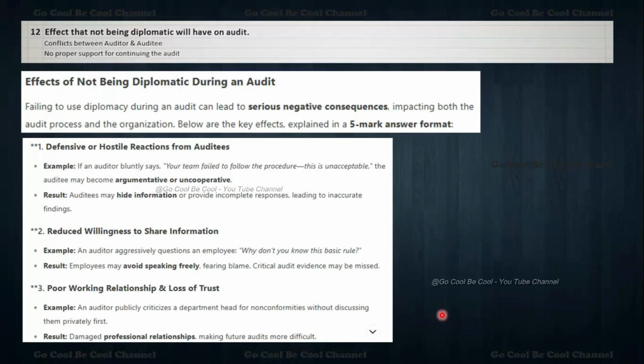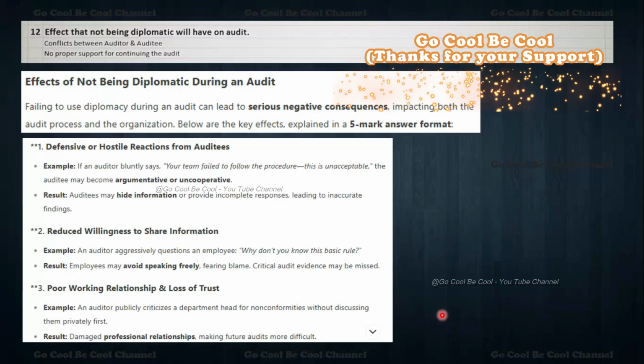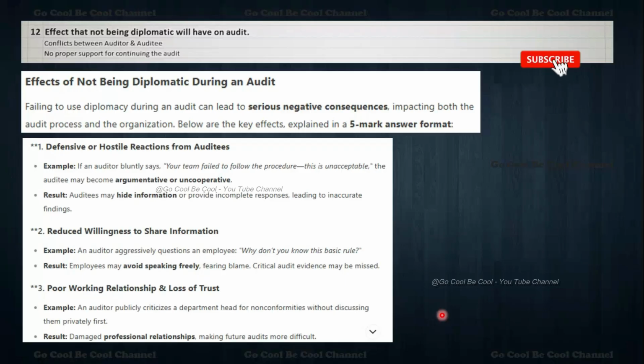Now, moving to the 12th question: the effect that not being diplomatic will have on an audit. Of course, there will be conflict between auditor and auditee. Generally, this will happen; the fight is always there. There is no proper support for continuing the audit. Stakeholders will never support you. They don't collaborate with you because you are very rude in handling these kinds of things.